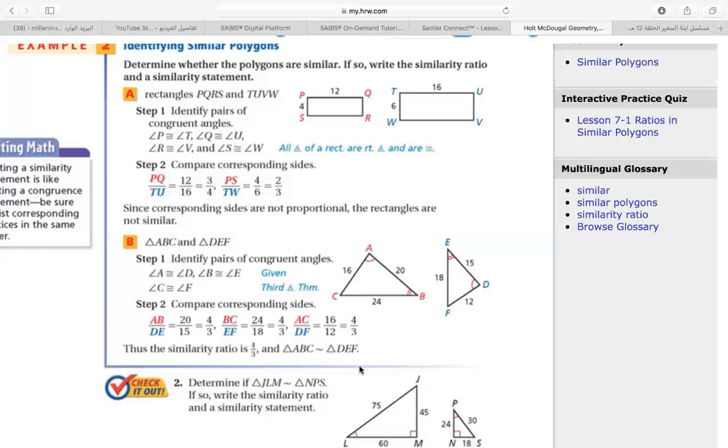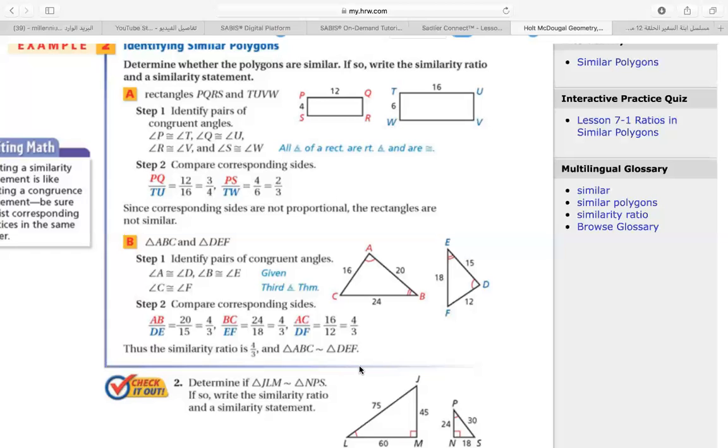So 75 over 30, I can simplify it by what? By 15. If I divide 75 by 15 and I divide 30 by 15, it will give me also 5 over 2. Great. Till now, we have 2 ratios that are equal. I will not be happy and say, yes, they are similar. I have to stay till the third angle. Okay, girls?